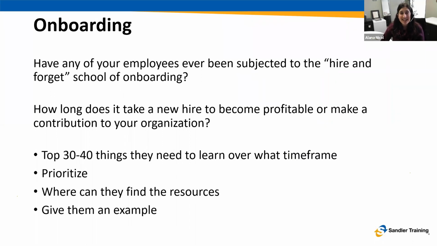So the first is, we need to figure out before they get there, what are the top 20, 30, 40 things that they need to learn over what time frame? So 30, 60, 90, 6 months. What do they need to know and when? Prioritize it for them. We brought on a new office manager recently. One of her first days, and even during the hiring process, we talked about, here's what's going to be expected of you in the first 30 days.